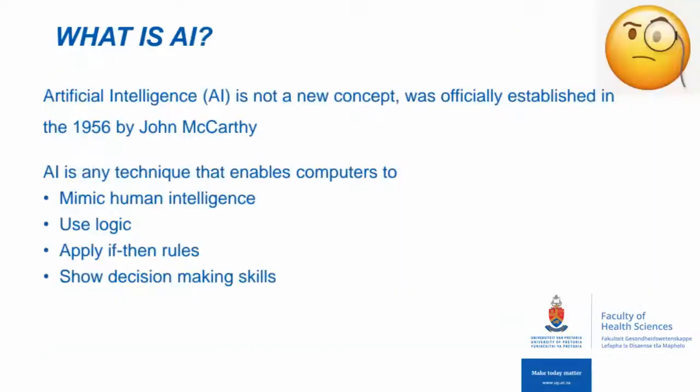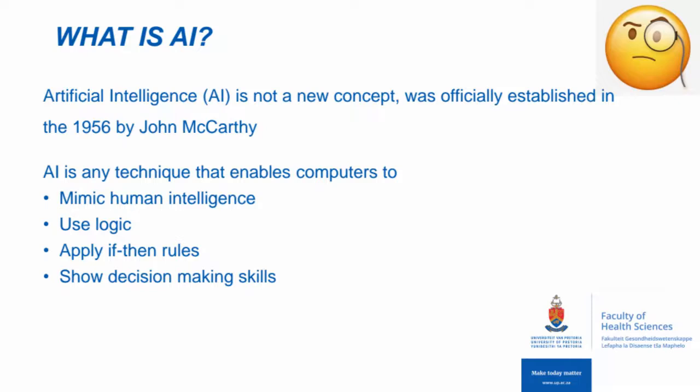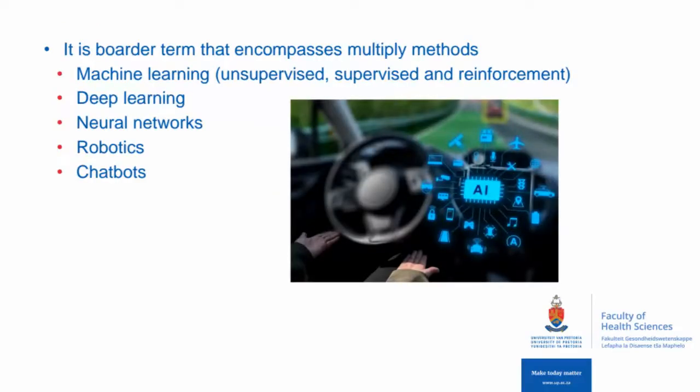But what exactly is AI? The concept is not new and was actually established in the late 1950s. Because of the limitation of technology at that time, it did not flourish as much as it does now. AI encompasses any technique that enables computers to mimic human intelligence, to exhibit some kind of logic and decision making. It's a broader term that encompasses multiple methods such as machine learning and its different types, deep learning, neural networks, robotics, and chatbots. There are also different ways in the way we communicate and the way we travel that AI is being implemented.